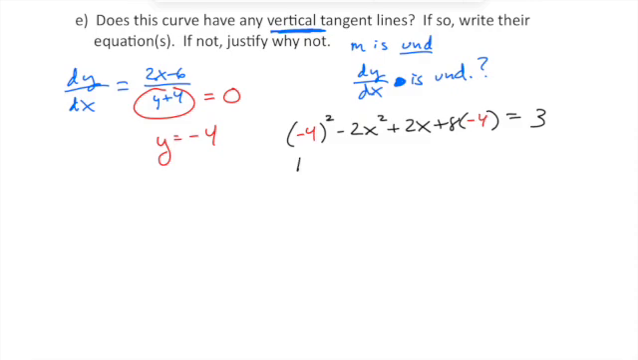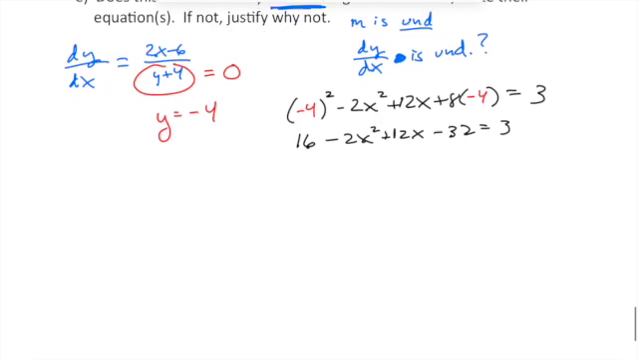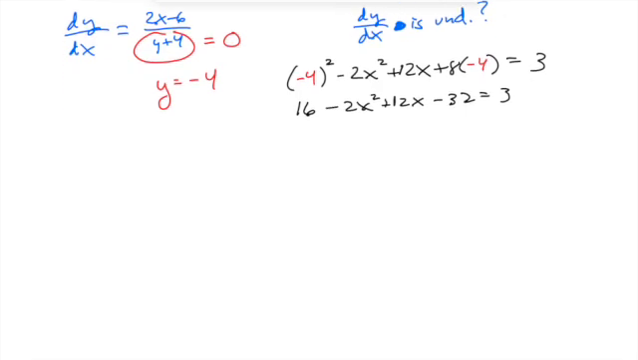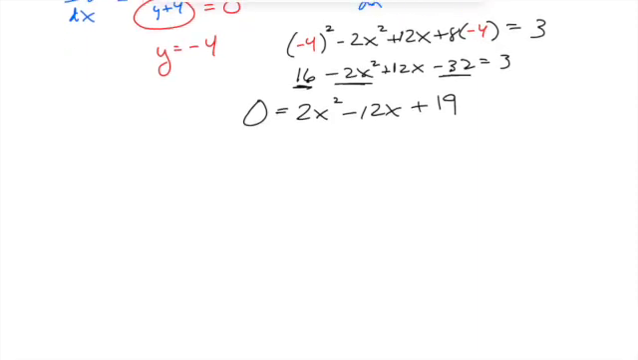So simplify here, and we get 16 minus 2x squared plus 12x. Sorry, that's a 12x, we just realized that. Plus 8 times that y, so that'll be minus 32 is equal to 3. And now we're talking a quadratic again, so let's move everything to one side. I'm going to move everything to the right side just so my quadratic term is positive. So 2x squared, minus 12x, and 16 minus 32 is negative 16, and when I add that to the other side, it's going to be plus 19.